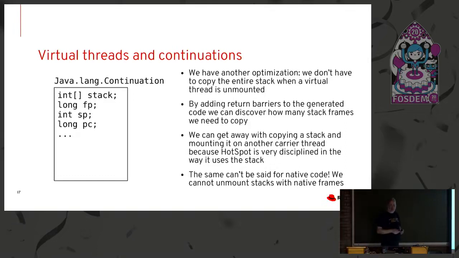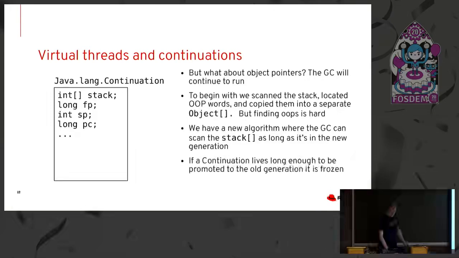But we can't get away with that with native code. We can't unmount stacks with native frames. The reasons for this are quite complicated, but the problem is that native stacks often contain pointers that are pointing into the stack frame. We'd have to do some really fancy footwork of relocating the stack frame if we wanted to unmount a virtual thread from a stack over here and copy it to a carrier thread over there.